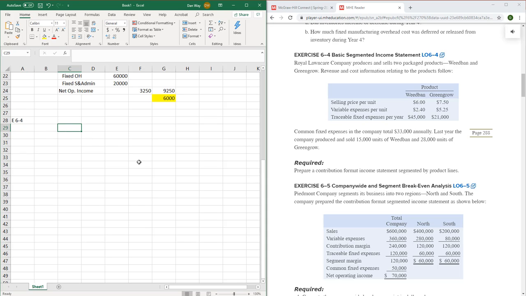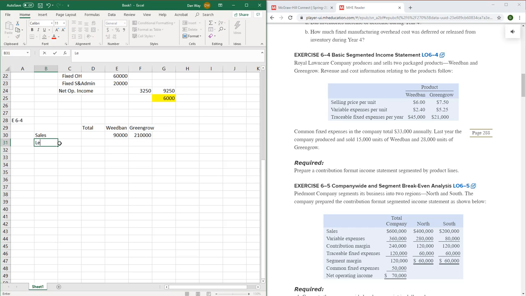It doesn't matter if you put the company as a whole on the far left or the far right. I'm going to show the total first, and then the Weed Ban and Green Grow segments in the columns after that. So first we've got sales. The Weed Ban sells for $6 a unit, and we sold 15,000 units. The Green Grow sells for $7.50, and we sold 28,000 of those. So there's our sales.